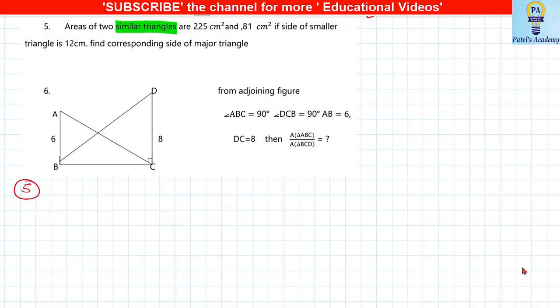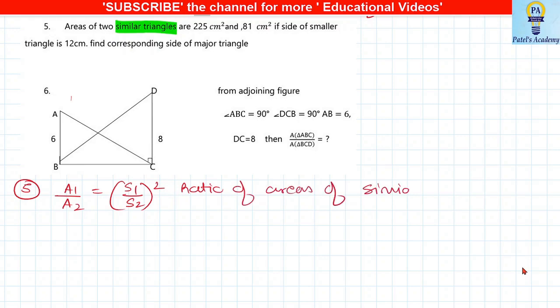So the areas of two similar triangles are given and the side of the smaller triangle is 12. Okay, so let A1 and A2 be the areas. So A1 upon A2 is going to be equal to, they have not given the name, so I will just write S1 upon S2 bracket square, ratio of areas of similar triangles. Okay, now understand this step very properly.